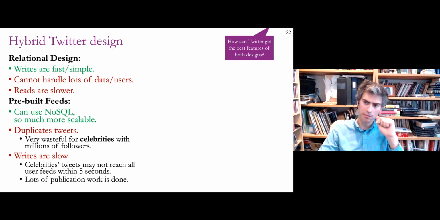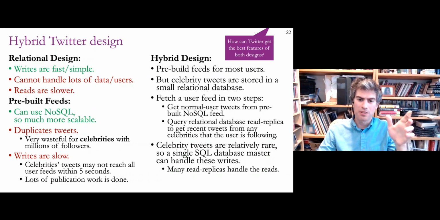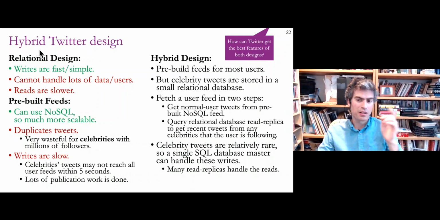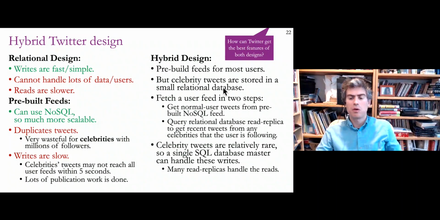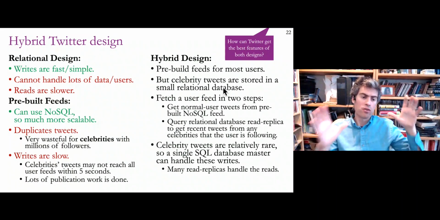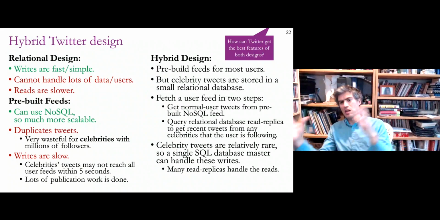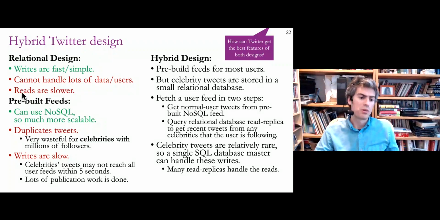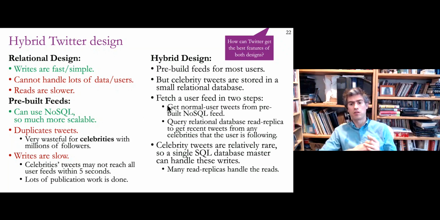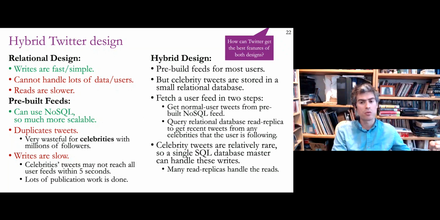Okay, so I hope you thought about that. The solution is a hybrid design. I guess you could have seen that in the title here, but what that means is hard to figure out. Basically, what we do is we have two classes of users: our normal users and our celebrity users, and we store their data differently. That's the key. For most users, we use the pre-built feed model, so if I tweet and I don't have a lot of followers, it's okay to duplicate my tweets in, let's say, 100 different followers' feeds. That's not a ton of work. That's 100 copies, okay?